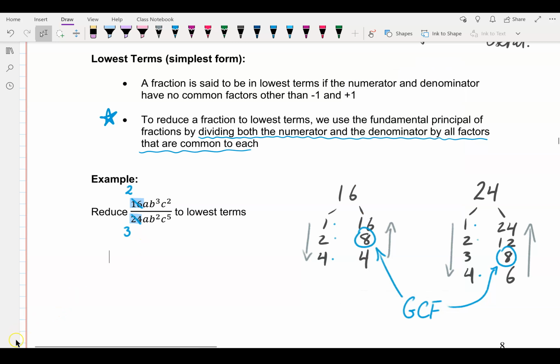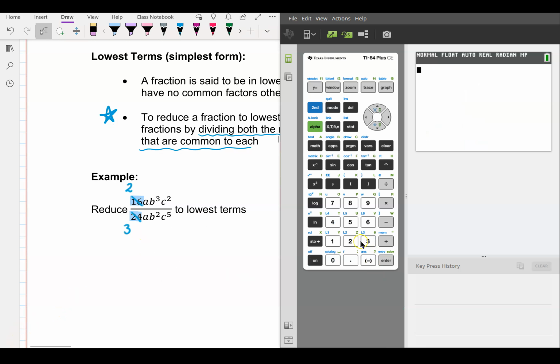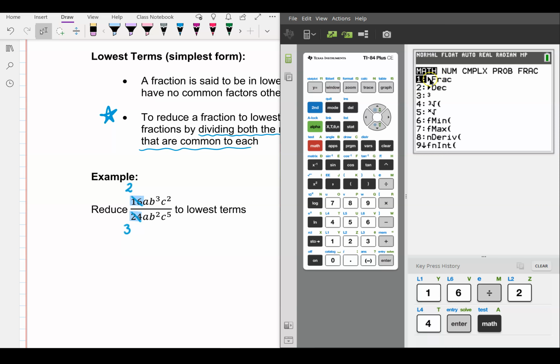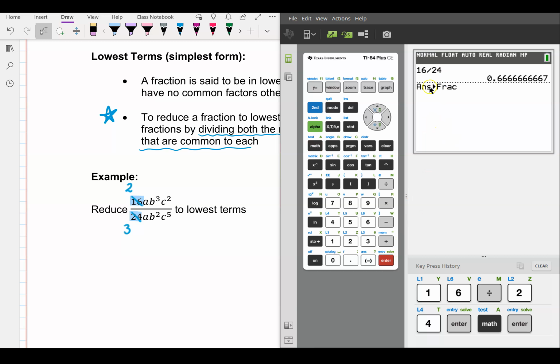If you have a TI calculator, you can do much the same thing. So you take 16, divide it by 24, you put that in, press enter, it gives you a decimal, but let's not forget that this calculator is really powerful. You can go to math, and it says make it a fraction, arrow to fraction. So it'll turn what you have already, your answer, into a fraction. And it'll very conveniently be in simplest form, which is 2 over 3.